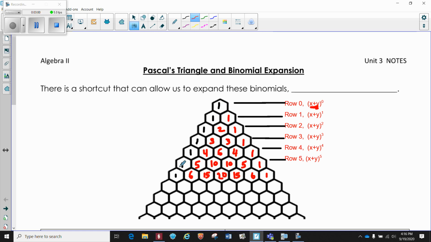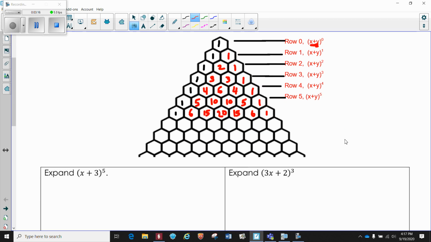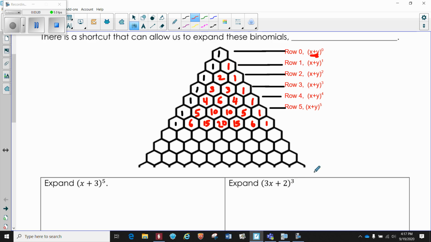So the ends are going to be ones here, and then the consecutive terms here are going to be the addition of the previous terms. Right, so let's do a couple of problems here. So 3x plus 2 to the third power. So we have the third row here.